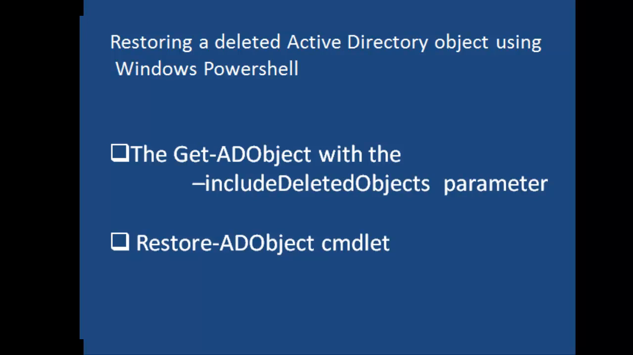We also are able to do an authoritative restore to restore a deleted Active Directory object. And we're going to look at the authoritative restore done by NTDSutil in our next session. This is the end of our session on restoring Active Directory objects using the LDP command line and also using Windows PowerShell commandlets.